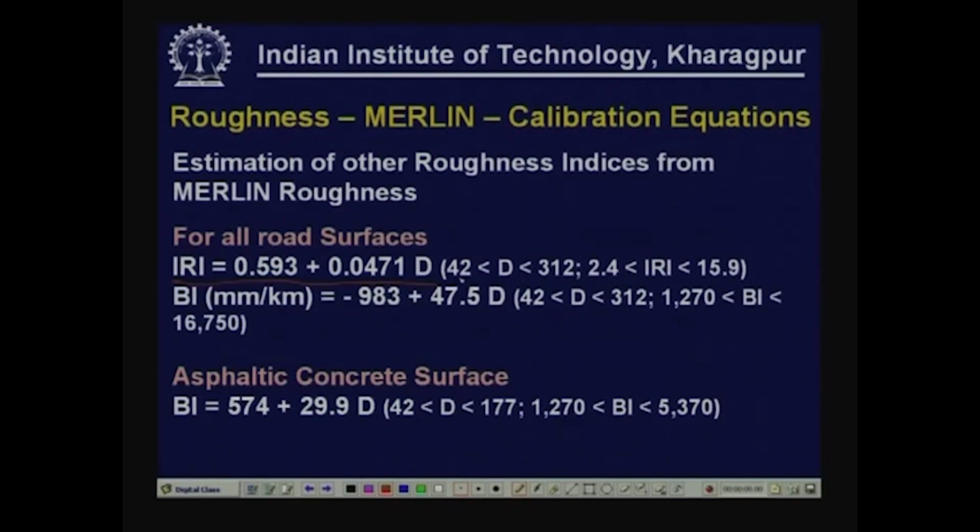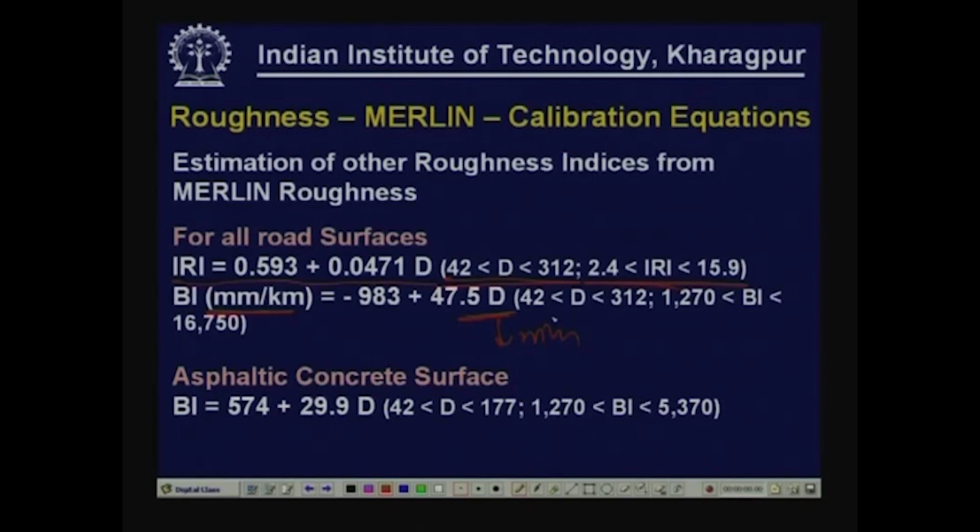We have to understand that this is for a range of D from 42 to 312 millimeters, and the corresponding IRI range that we are talking about is about 2.4 to 15.9. We can also estimate the bump integrator value because correlations have already been established on the basis of experiments conducted earlier. The bump integrator value for all types of surface, this is a general equation, expressed in millimeter per kilometer, can be estimated from the D value expressed in millimeters.